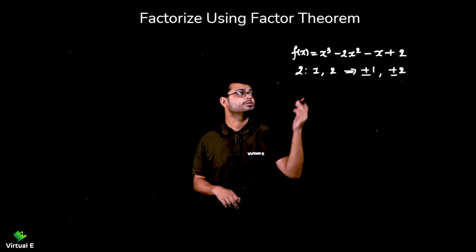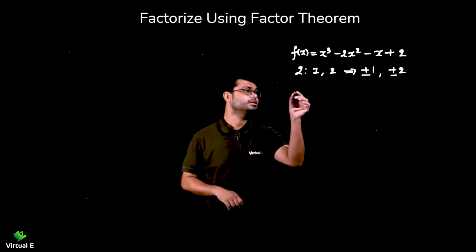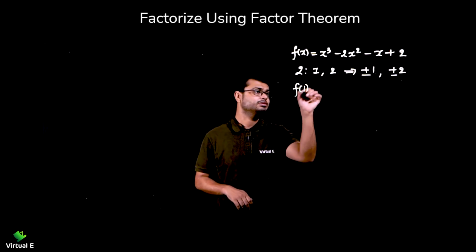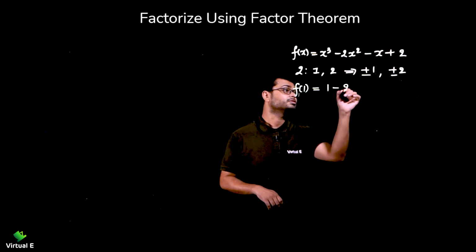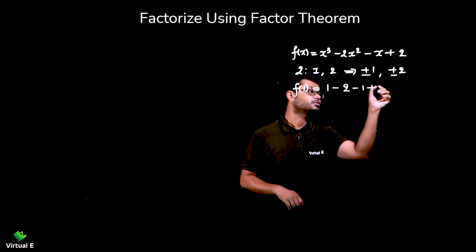Done? So let's substitute into the polynomial. So let's start with the 1. So f(1), 1 cube is 1, minus 2 minus 1 plus 2.